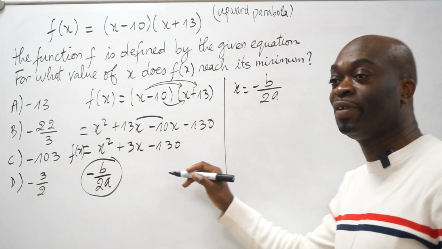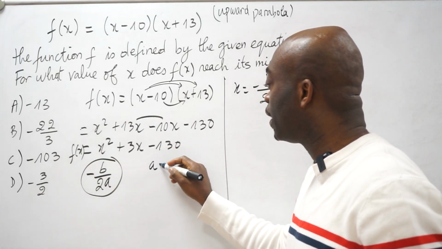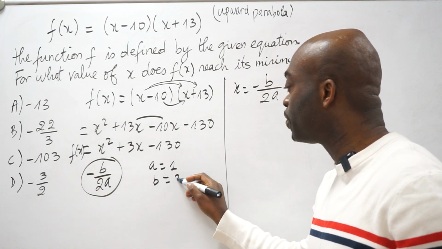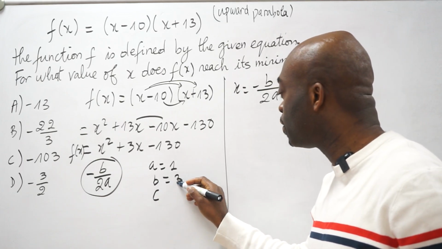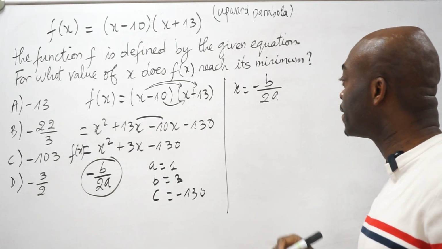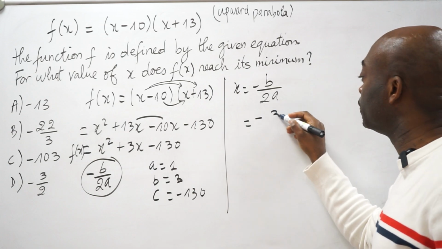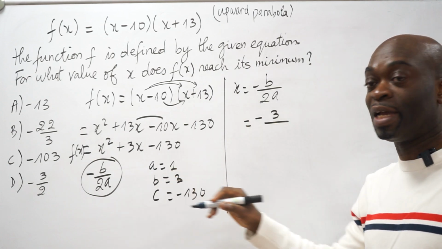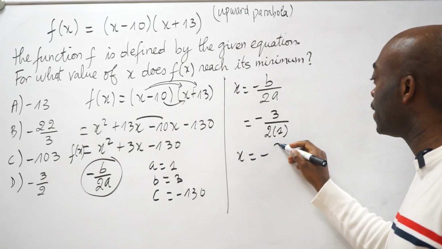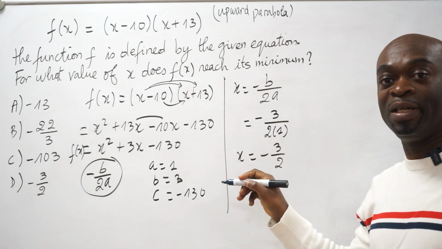What is b? What is a? And everything else, we're going to get them from here. So a is what? A is equal to 1, the number in front of x squared. B equals positive 3. And then, of course, c is equal to negative 130, but we don't need c in this case. So x is going to give us minus b, which is 3, over 2 times a, so 2 times 1. So x is equal to negative 3 over 2.